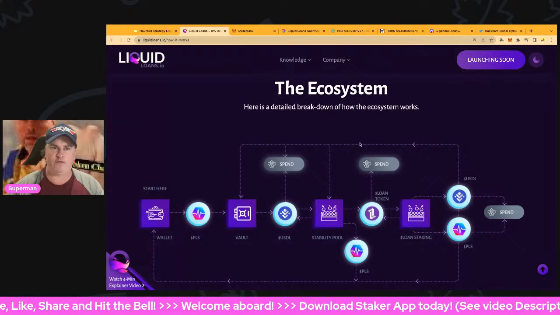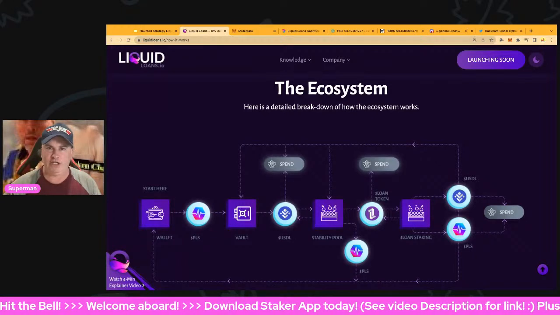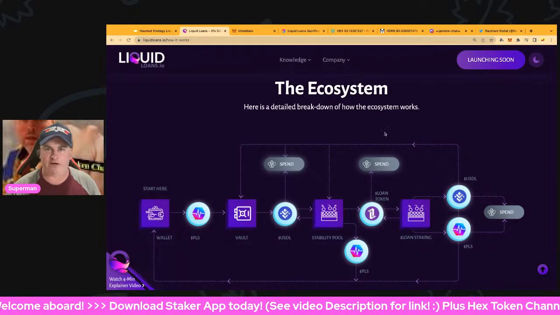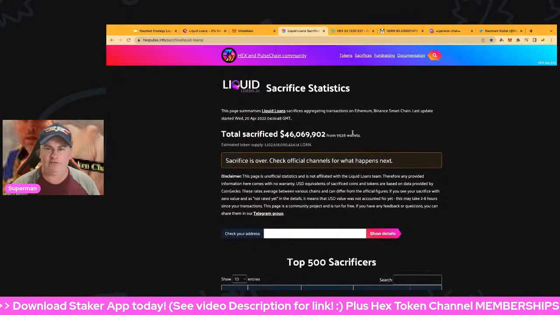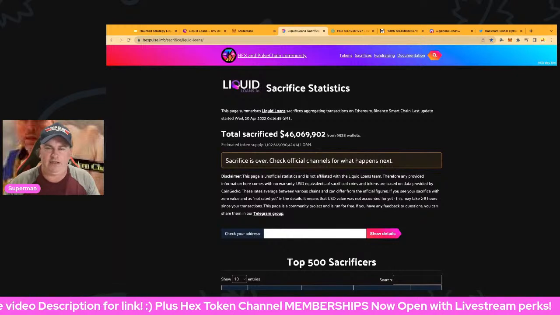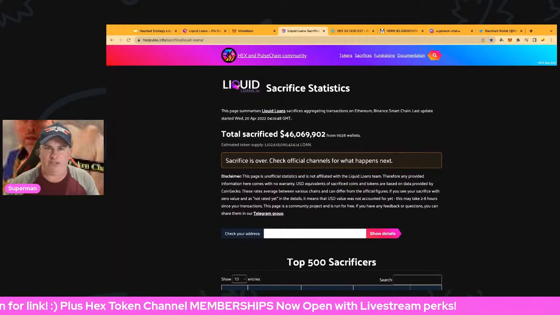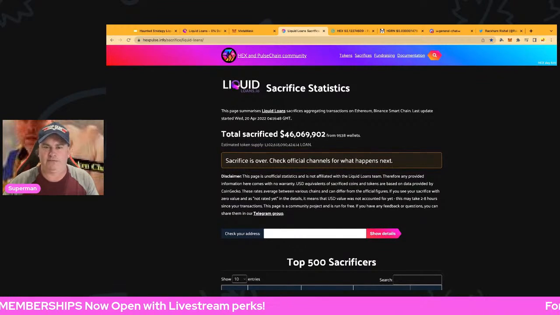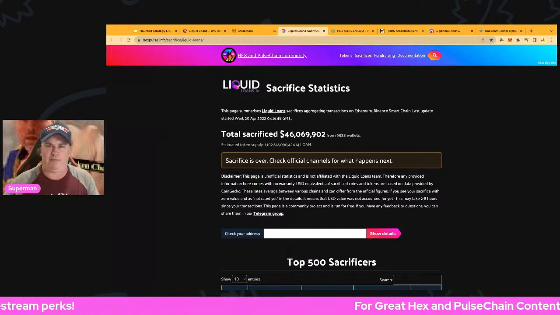So if you're going to participate in the haunted strategy, you've also done the Liquid Loans Sacrifice. So if we go to the Liquid Loans Sacrifice, you've also done this. You'll be able to match off those fees, that 0.5% fee in most cases, with your LOAN earnings. So it's going to be massive, right? It's going to be massive. And it's not only going to be cost free, you're going to be in positive, right? You're going to be positive.